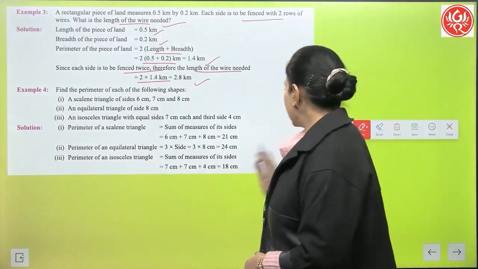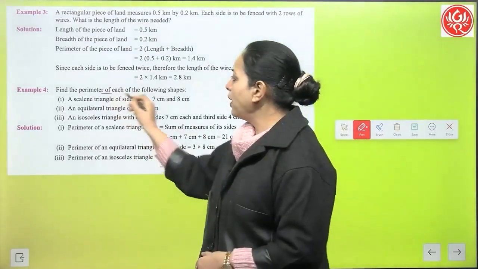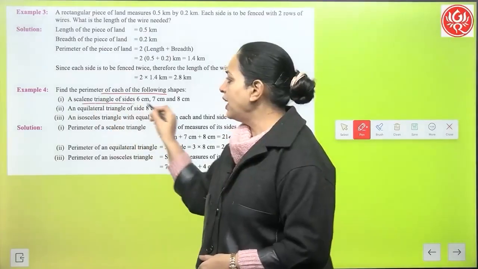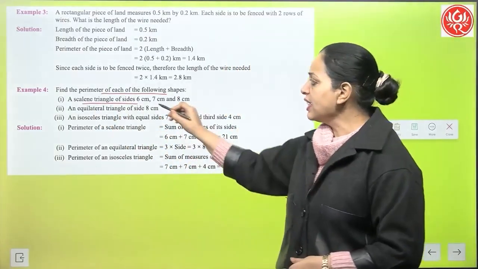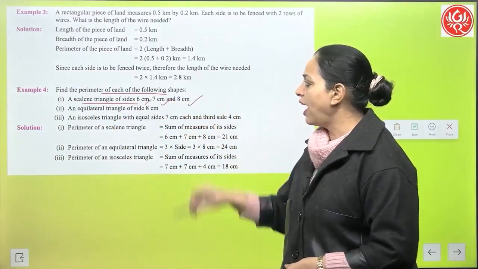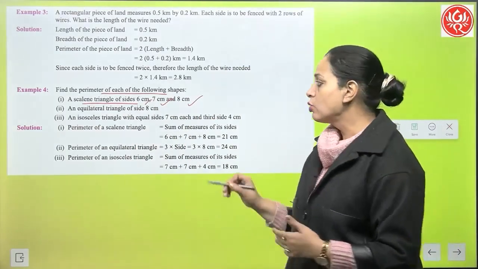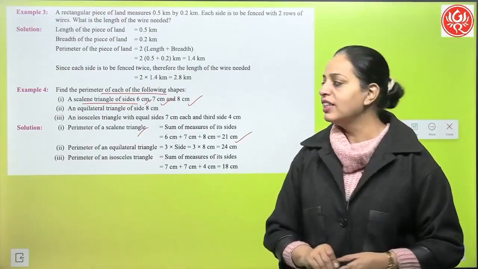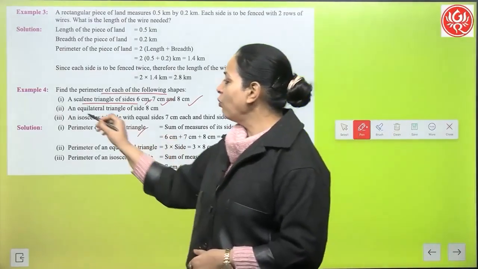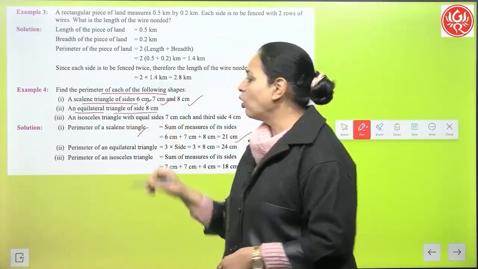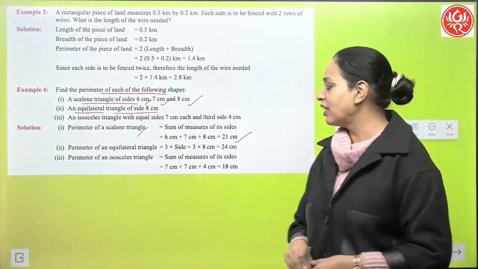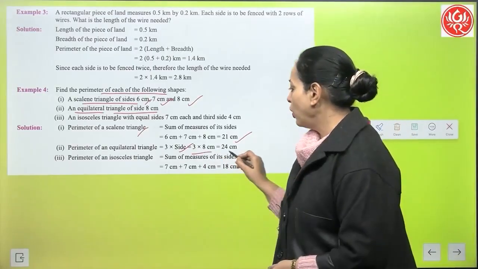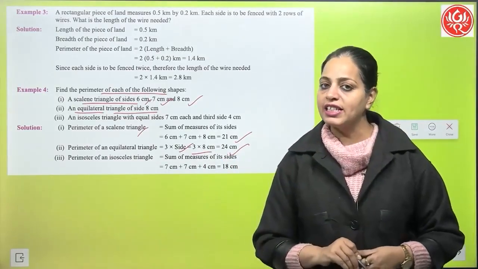Now the next is example 4. Find the perimeter of each of the following shapes. The first one, a scalene triangle of sides 6 cm, 7 cm and 8 cm. So what is the perimeter? Sum of all the sides 21 cm. Then second one, an equilateral triangle of side 8 cm, that is 3 into side, you know very well. So 3 into 8, 24 cm.